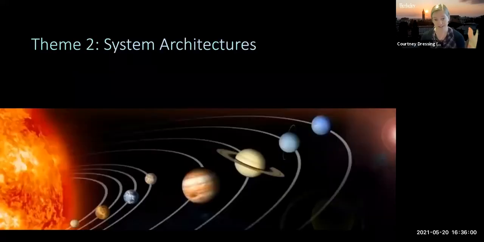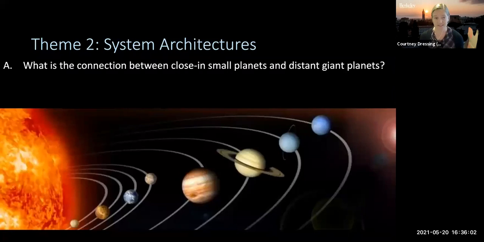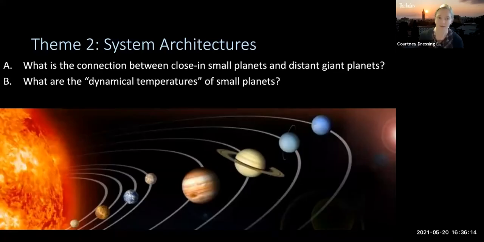On the architecture side, the questions that we're addressing are, what does the presence of an inner planet tell us about the presence of outer planets? Do other solar systems look like ours? Do they tend to have Jovian planets outside inner planets, or are they all jumbled together?